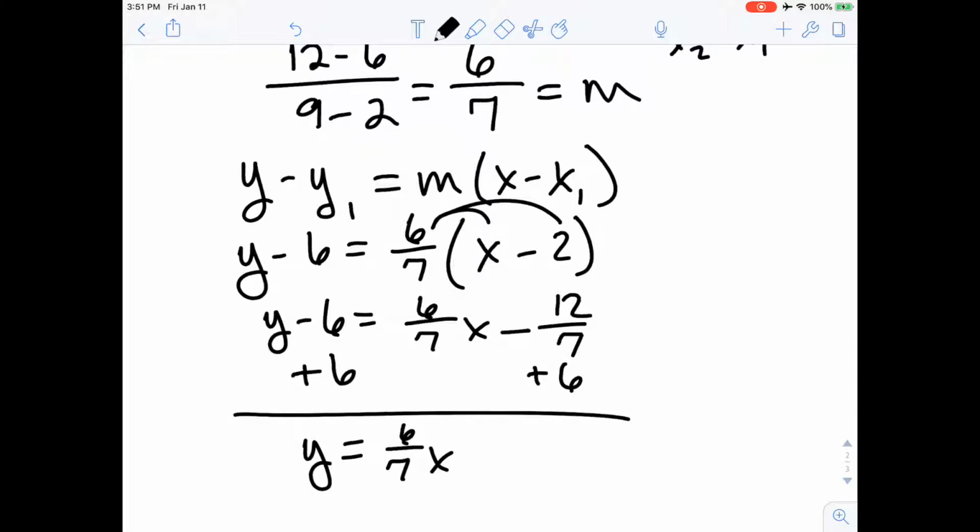Well, if we add those, this would be -12/7 plus 42/7. If you add those, you should get plus 30/7. That's some pretty hardcore pre-algebra right there.